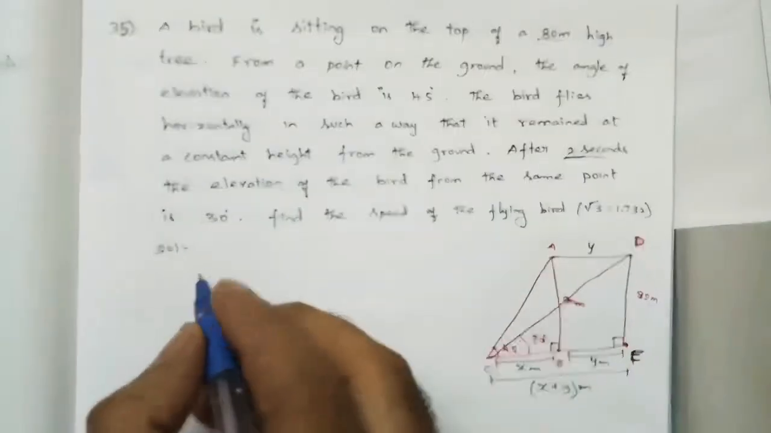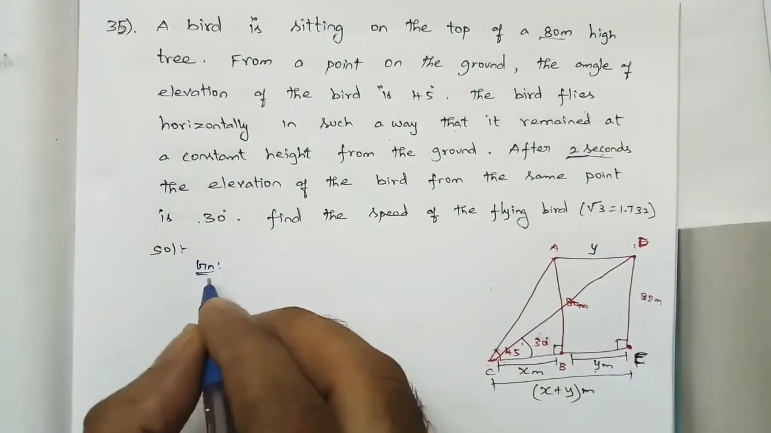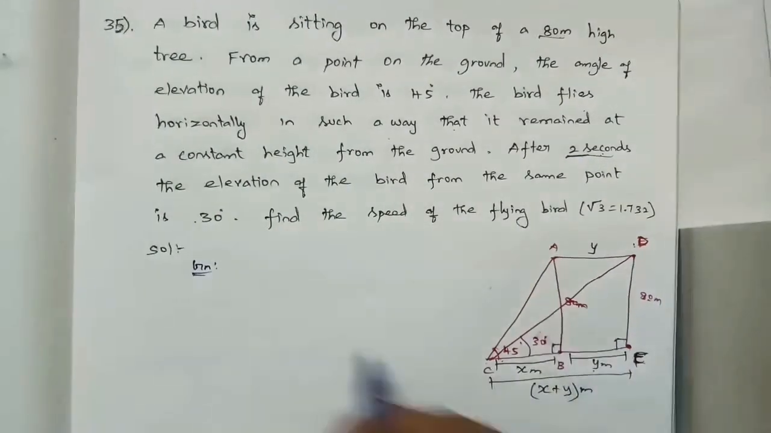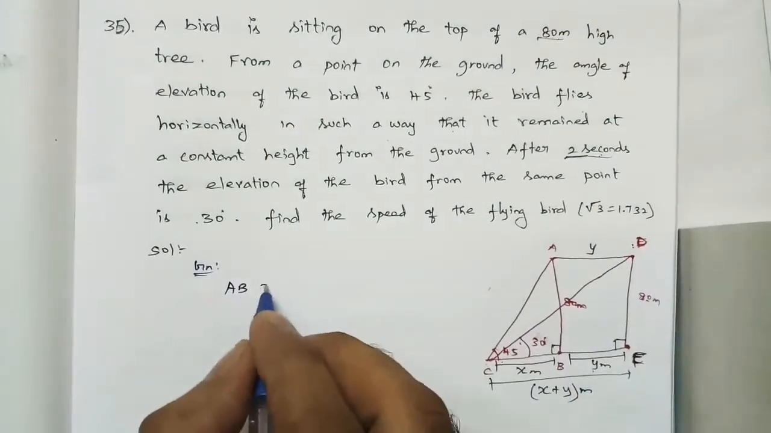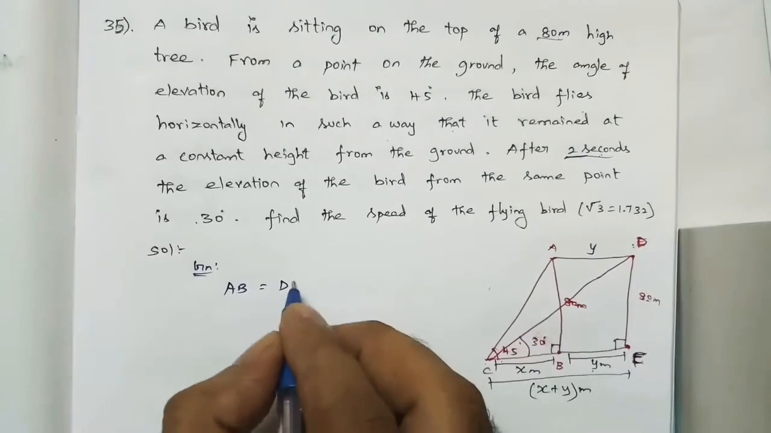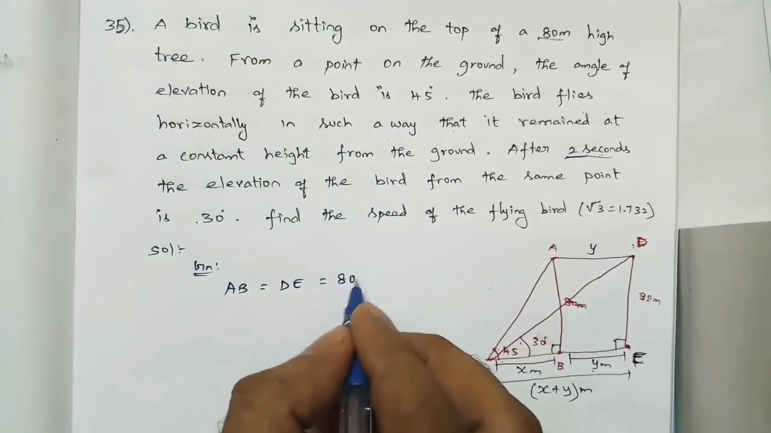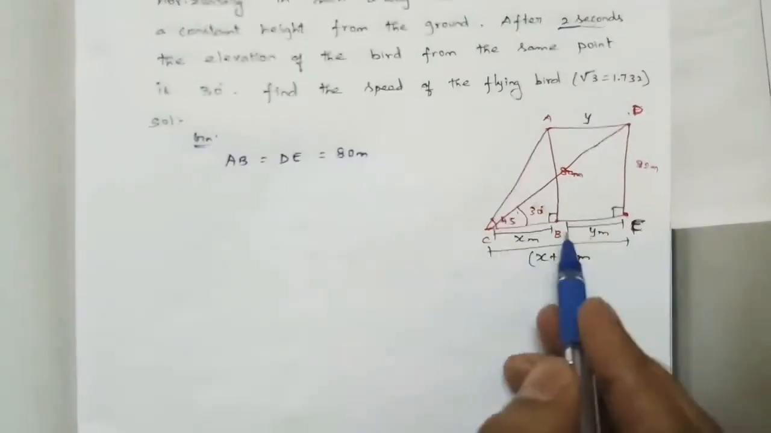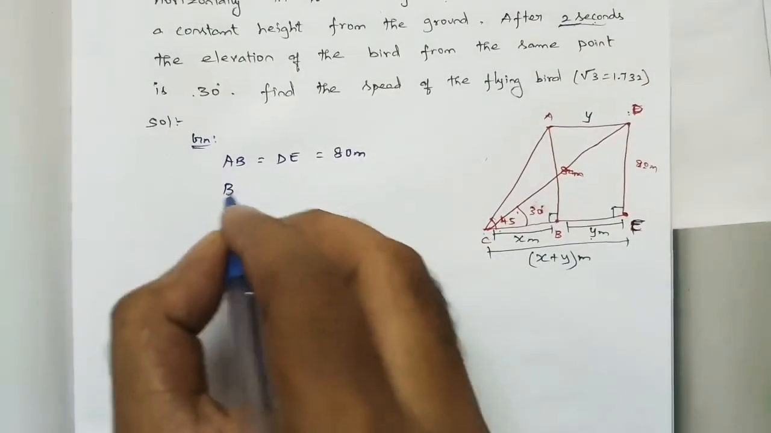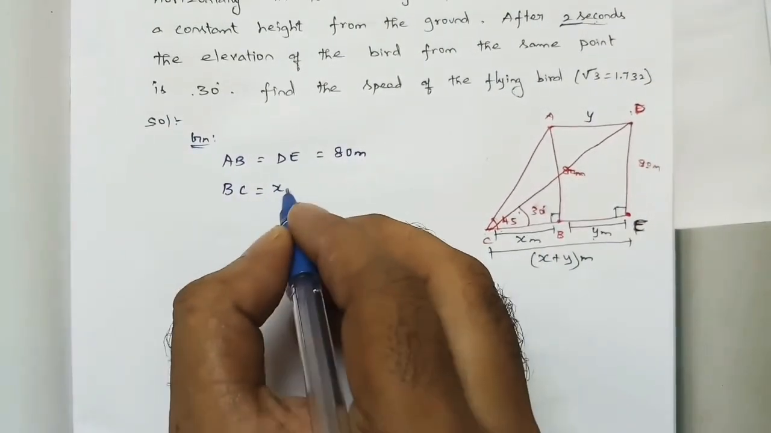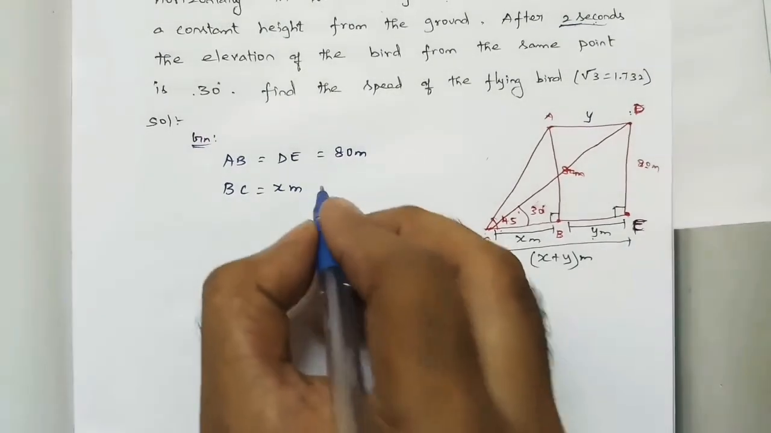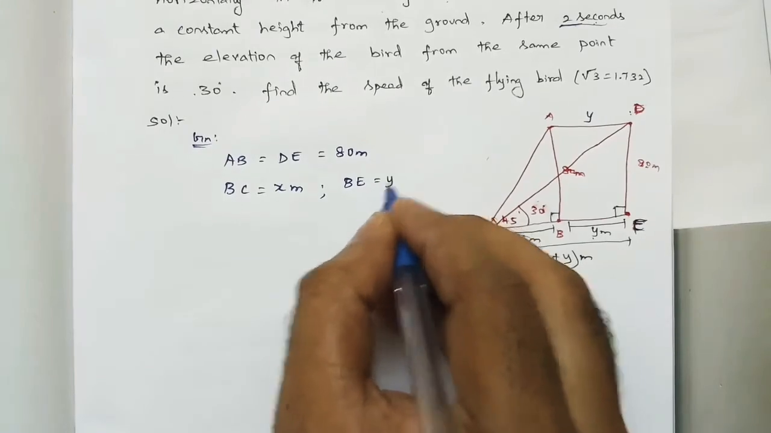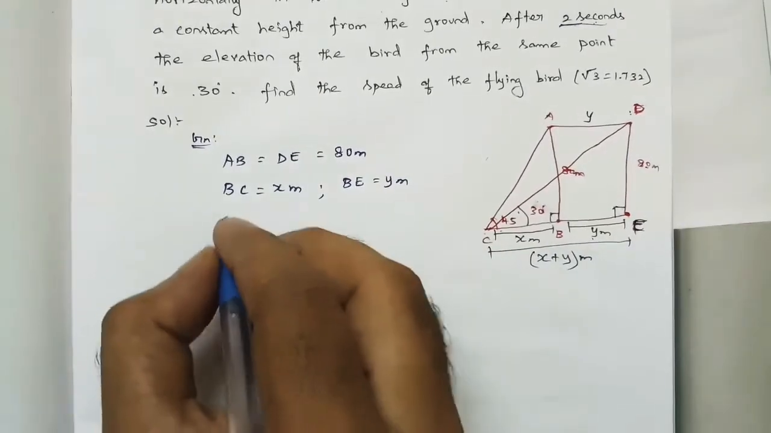So first write the given. What are given? We have the height of the tree, right? The height of the tree is 80 meters. That means AB is equal to DE is equal to 80 meters, right? Next I'm assuming BC is equal to X meters, right? BC is equal to X meters, and BE is equal to Y meters, and CE is equal to, right?